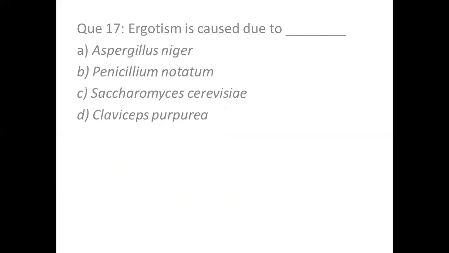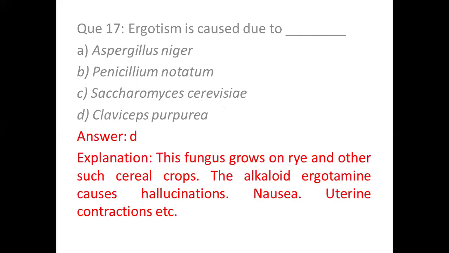So the question number 17: ergotism is caused due to the, and the options are option A, Aspergillus niger. Option B, Penicillium notatum. Option C, Saccharomyces cerevisiae. And option D, Claviceps purpurea. And the right answer to this question is option D.